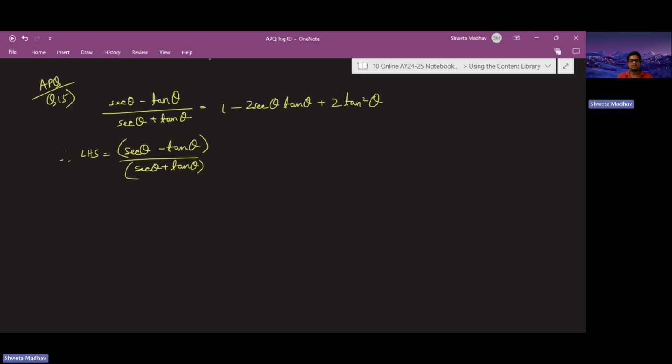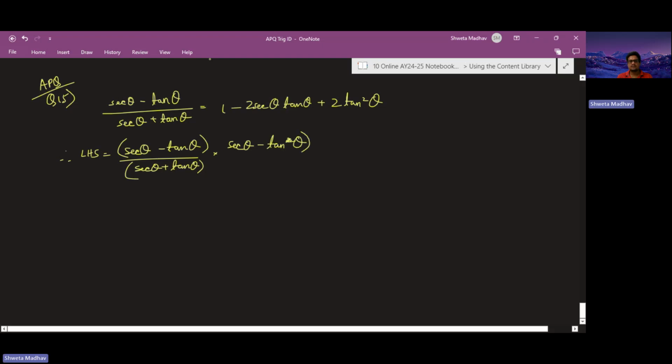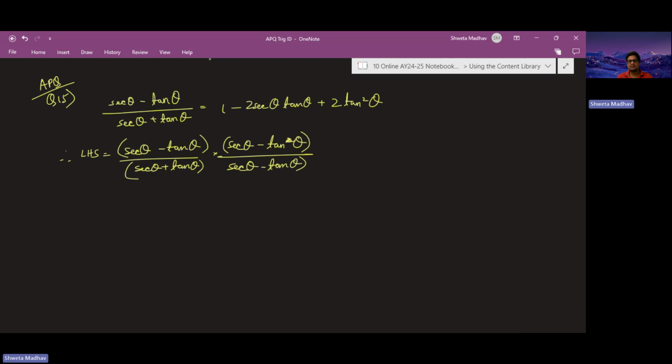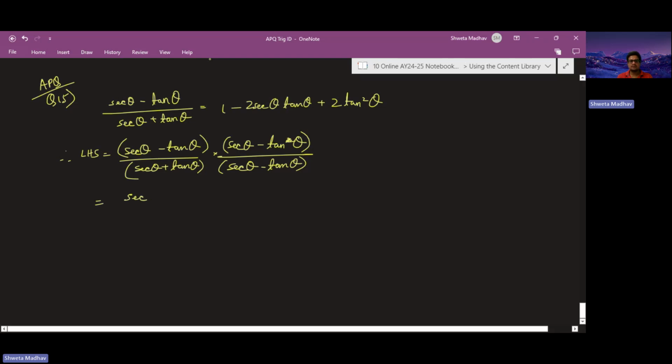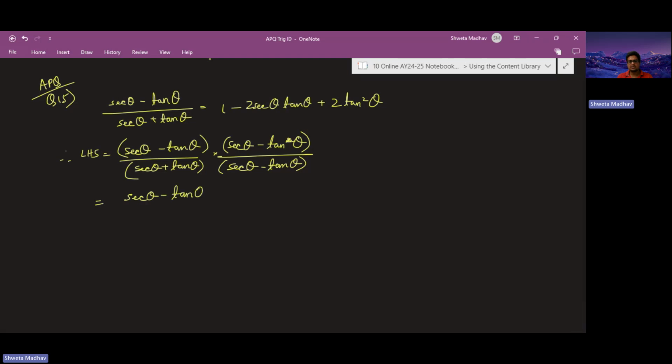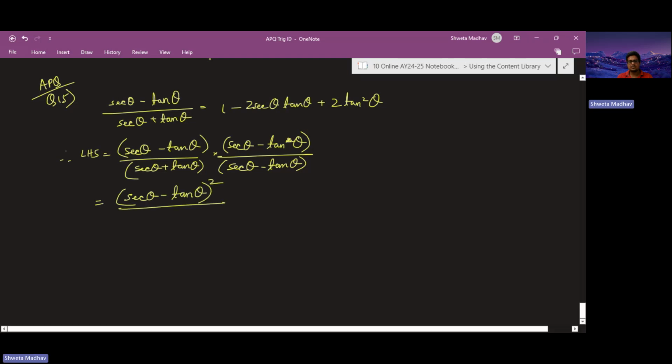Now we can multiply both the numerator and the denominator by sec theta minus tan theta. So simply we are multiplying and dividing by the same expression, which is sec theta minus tan theta. In the numerator, we will have sec theta minus tan theta whole square, and the denominator is sec theta plus tan theta into sec theta minus tan theta.